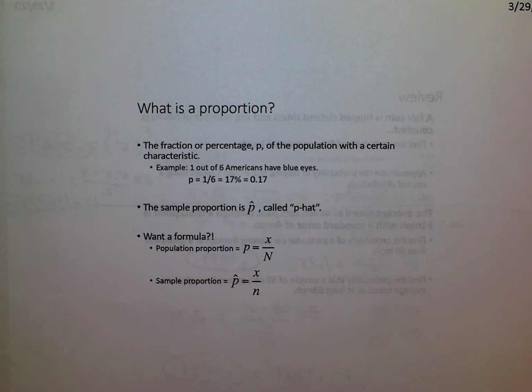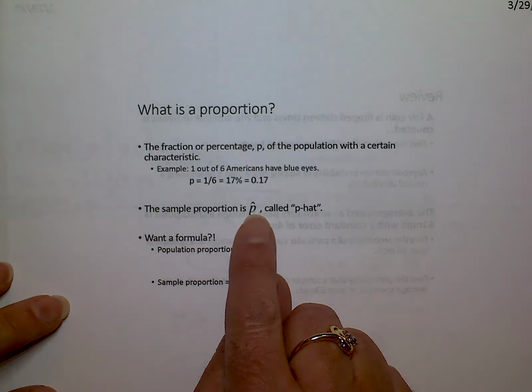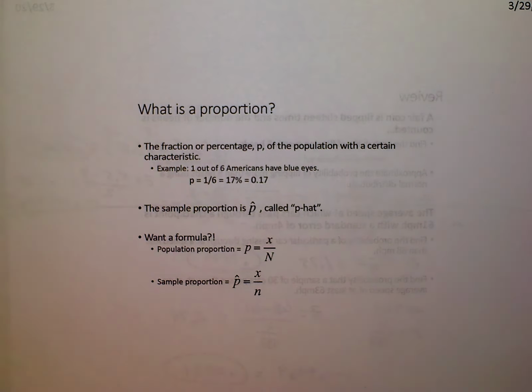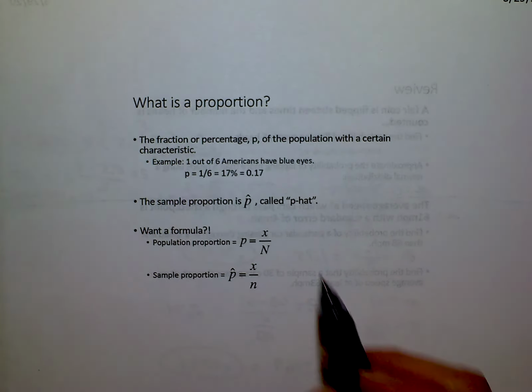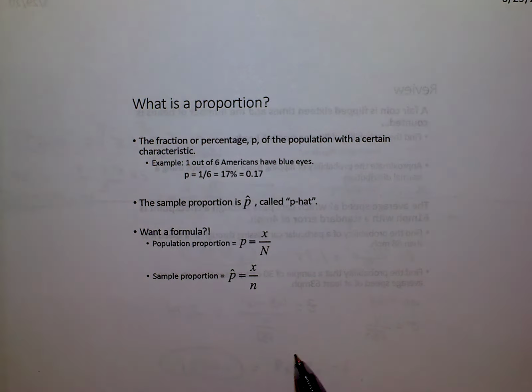I have a new letter for you. This one is P hat. See the little caret on top of the P? P hat is the proportion for the sample. So now we have sample and we have population. This one is for the sample, so we call it P hat. It's just got a little hat on top. Okay, so that's for the sample.